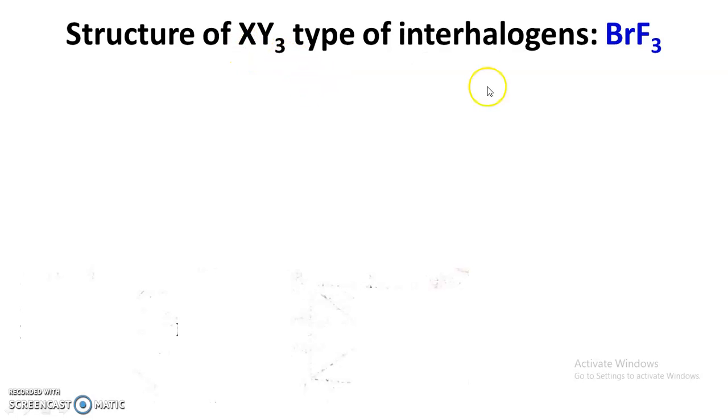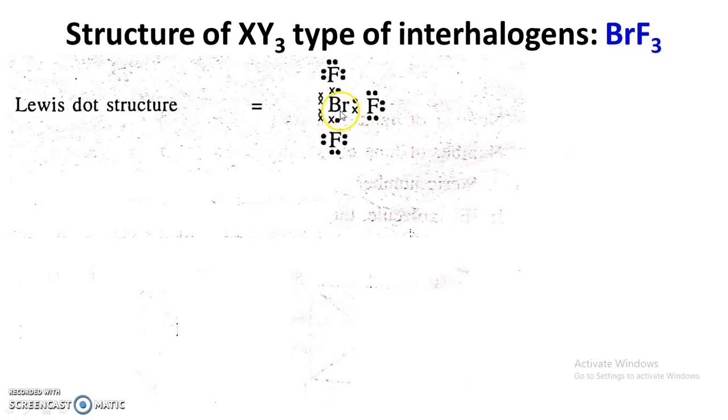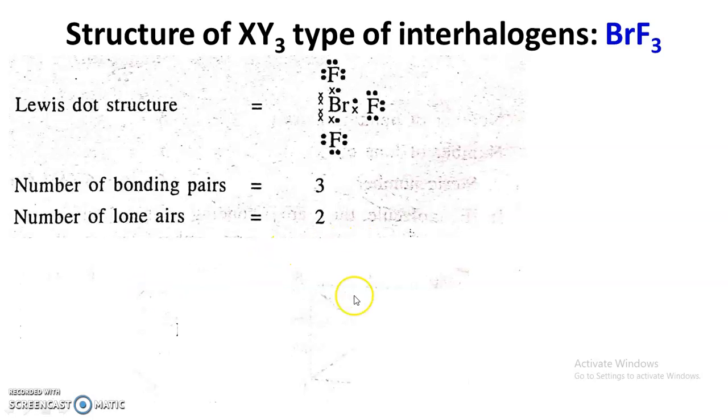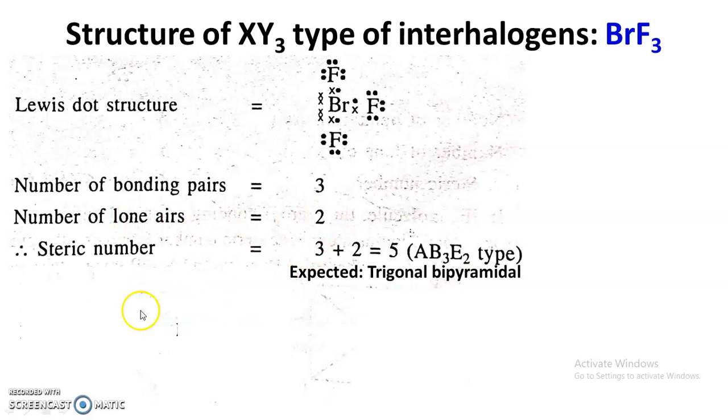Okay, the next molecule is an XY3 type of interhalogen. The example is bromine trifluoride. Again, for bromine and fluorine, the outermost electronic configuration is the same, ns2 np5. In the Lewis structure, bromine is at the center and 3 fluorines are attached to bromine. There are 3 bond pairs, and at bromine there are 2 lone pairs. So the number of bond pairs is 3, the number of lone pairs is 2, and the steric number is bond pairs plus lone pairs, that is 3 plus 2, equal to 5.